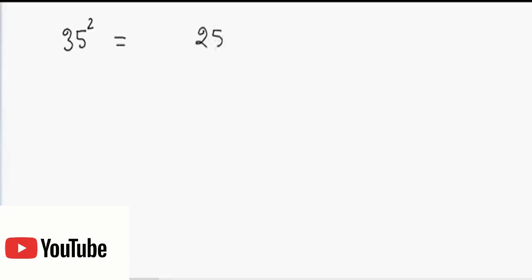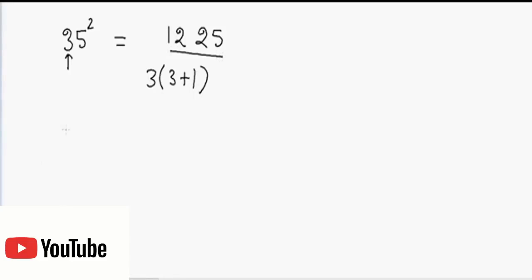then in that case what I have to do is write 25 in the end and then take 3, which is the first digit, and multiply it with its increment. So 3 plus 1 is 4 and 4 into 3 is 12. So the answer is 1225.